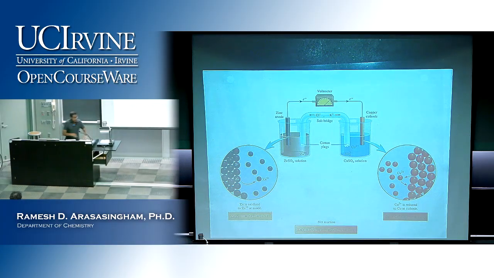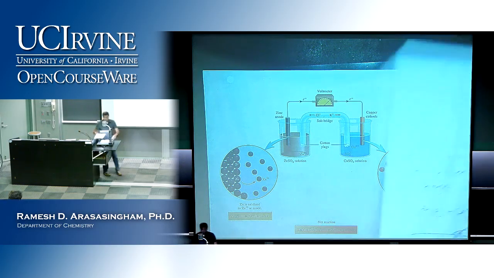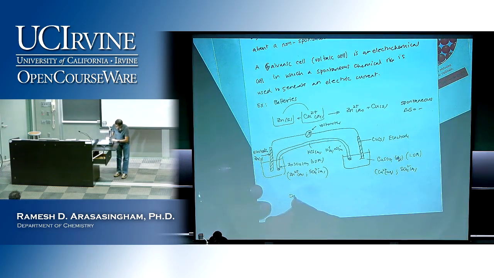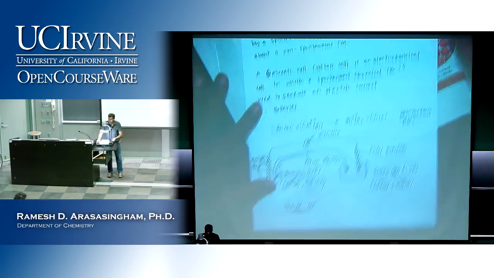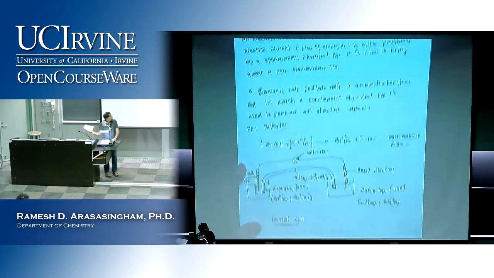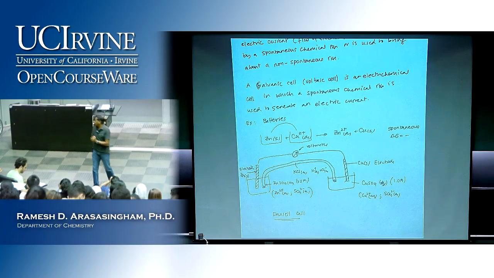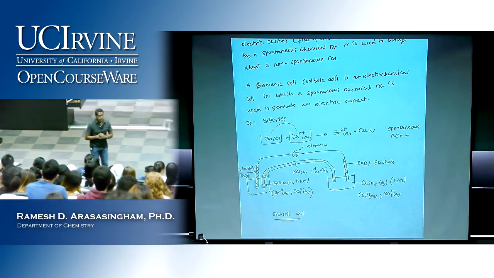Okay, so we've looked at an example, and this particular galvanic cell has a particular name, and it is called the Daniell cell. So if your reactants are zinc metal and zinc sulfate, and copper and copper sulfate, this combination of a galvanic cell has a specific name, and this is called the Daniell cell.